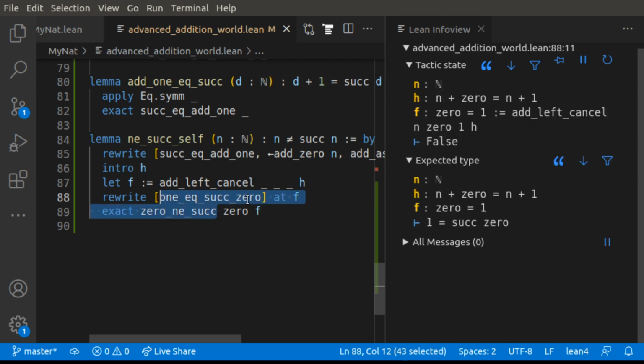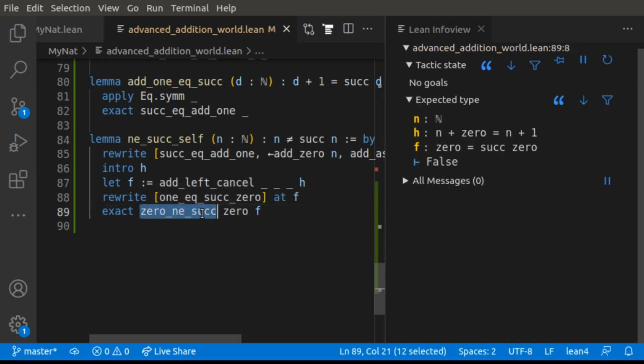Because this whole thing is just false. Because using this thing and plugging in 0, we have something that's false. And that proves that n is not equal to successor of n. And that solves the advanced addition world.